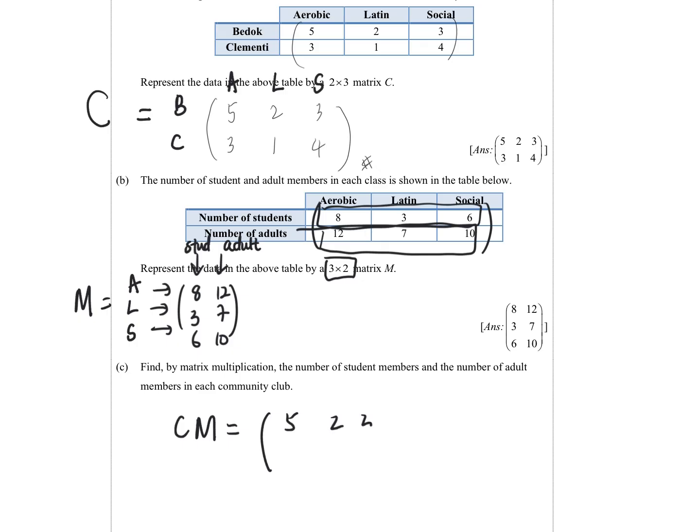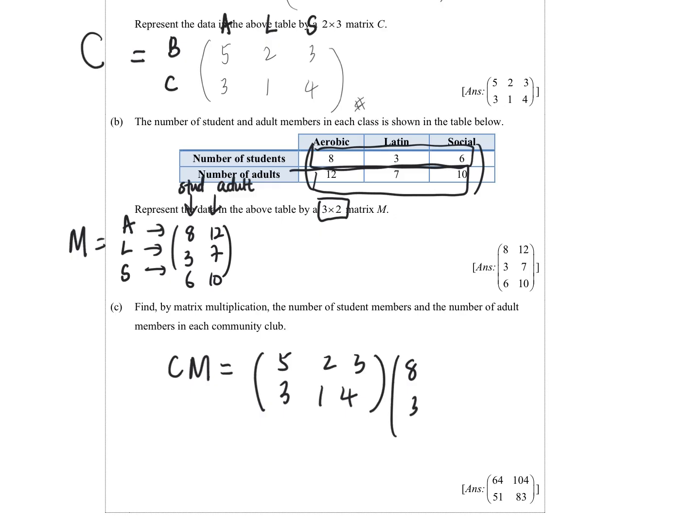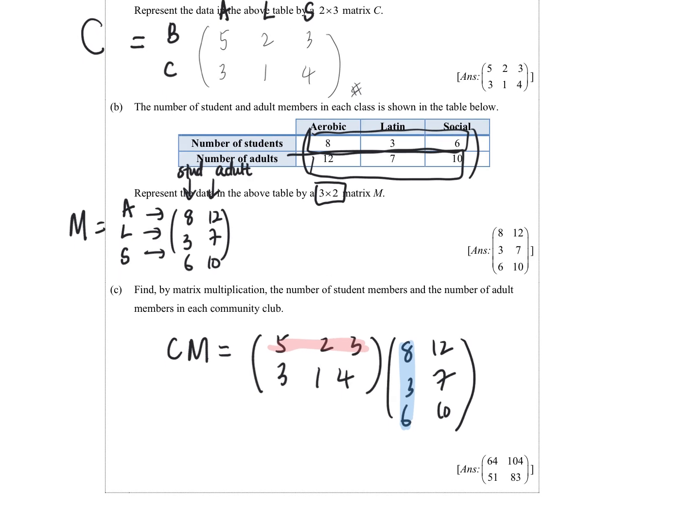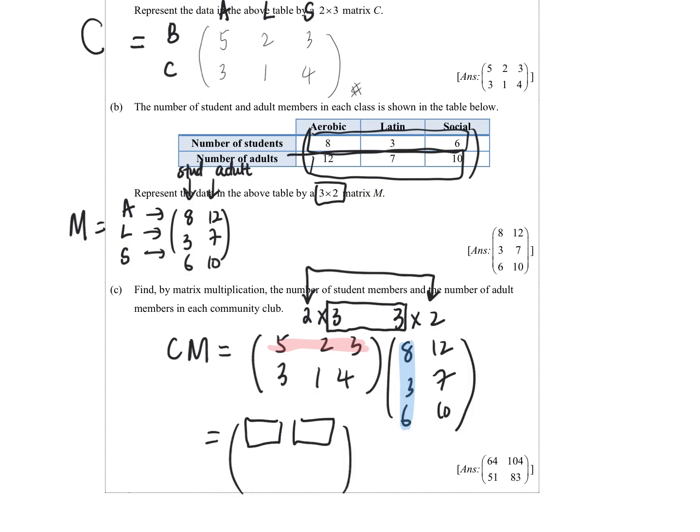Okay, so 5, 2, 3, 3, 1, 4. Then I multiply by 8, 3, 6 and 12, 7, 10. So do a horizontal times a vertical. So first thing first, get the order out. This is 2x3. This is 3x2. So 4 entries. So I will do a red times a blue.